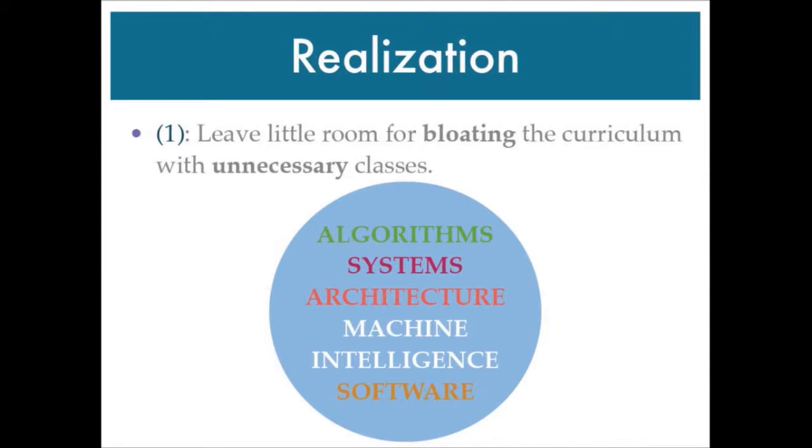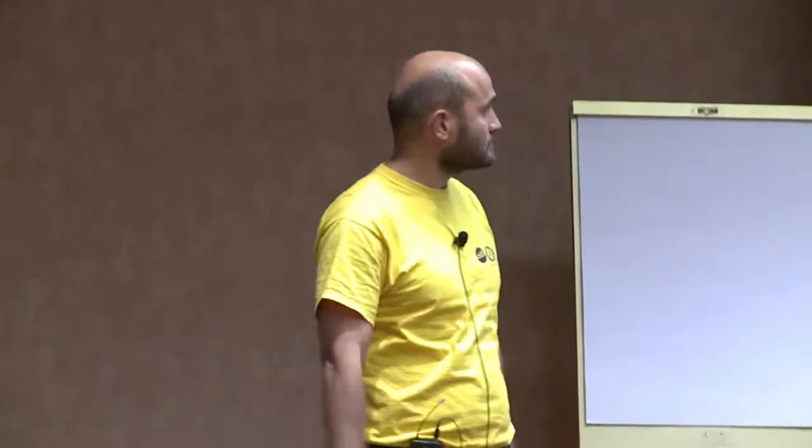Our core classes in the third year look like this. We have 6 core classes: algorithms 1 and 2, systems, architecture, machine intelligence, and software. These are the 6 core classes where we put a lot of emphasis on actually teaching the students these core areas.